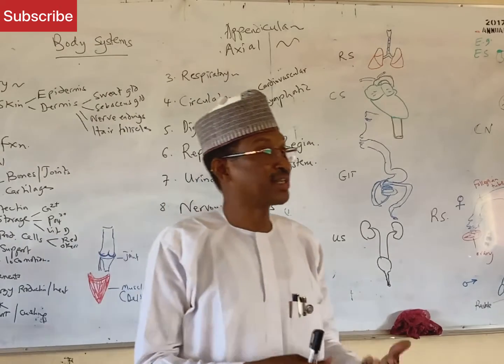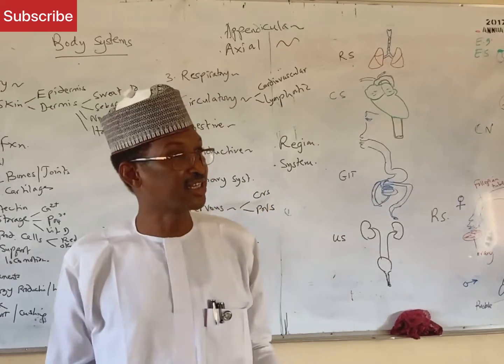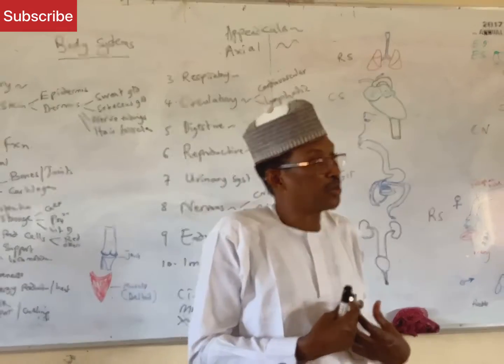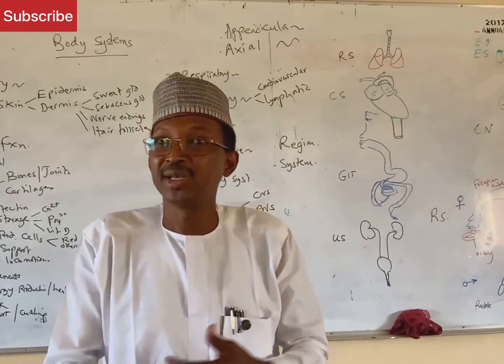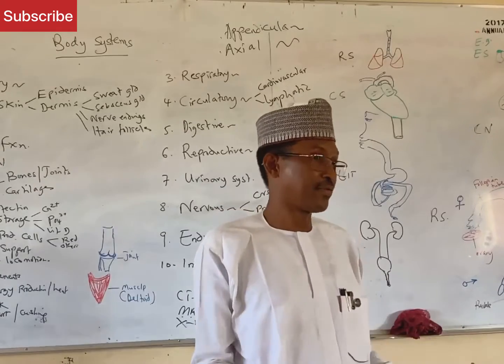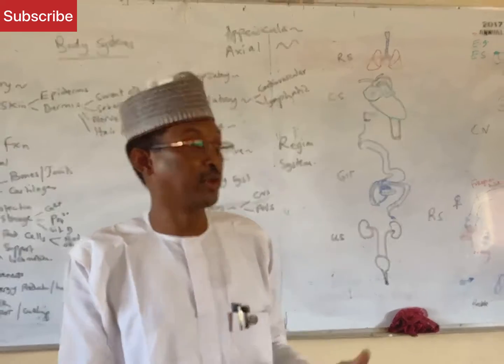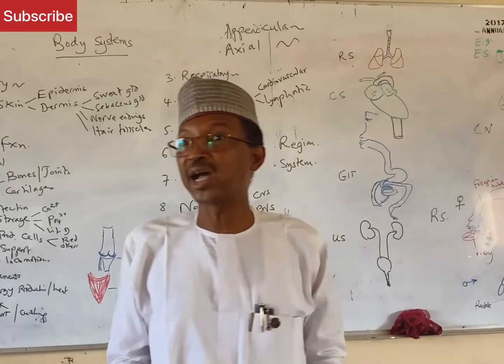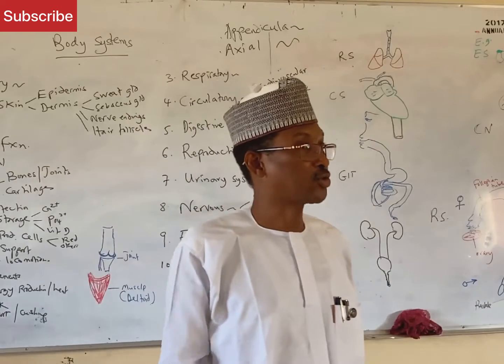That means we do what? Symbiotic relationship. They give us something, we give them something. So we are just keeping each other alive. Without plants, we may not survive. They too, without us, they will not survive. So we are just together.